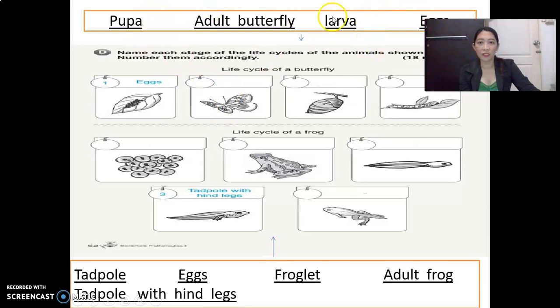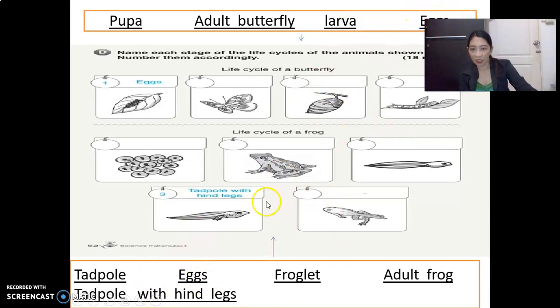These are the choices for the life cycle of a butterfly: pupa, adult butterfly, larva, eggs. Eggs is finished. So write the number for number 2, number 3, and number 4. Write the number here and write their names.